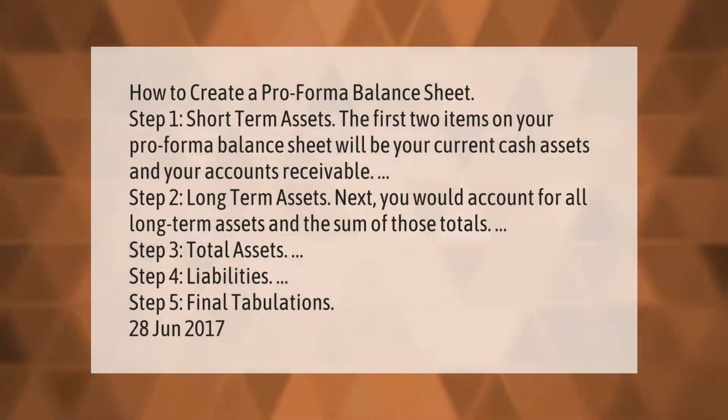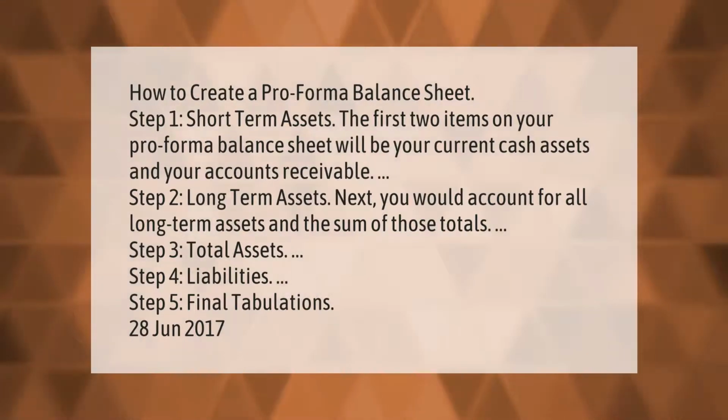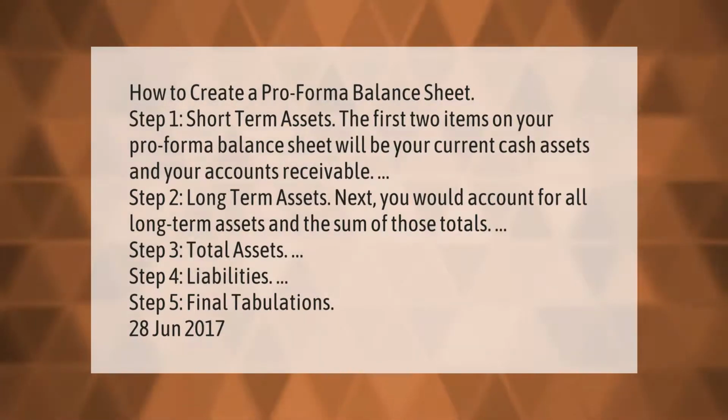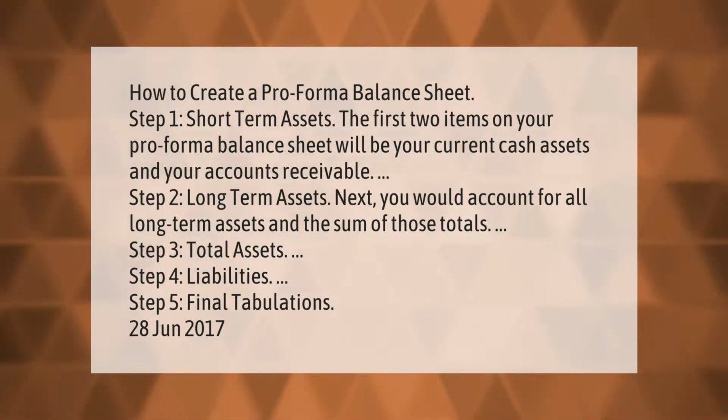How to create a pro forma balance sheet. Step 1. Short-term assets. The first two items on your pro forma balance sheet will be your current cash assets and your accounts receivable. Step 2. Long-term assets. Next, you would account for all long-term assets and the sum of those totals. Step 3. Total assets. Step 4. Liabilities. Step 5. Final tabulations.